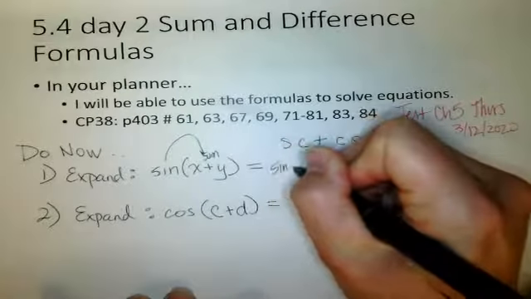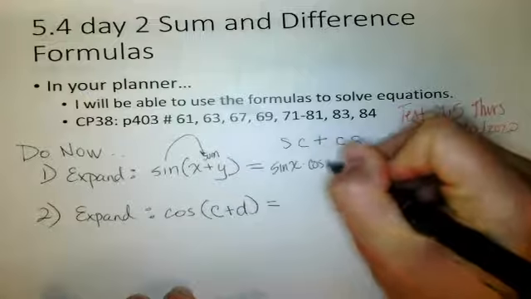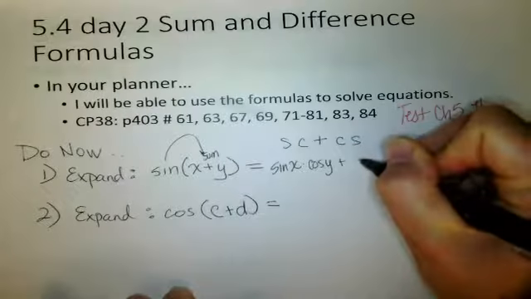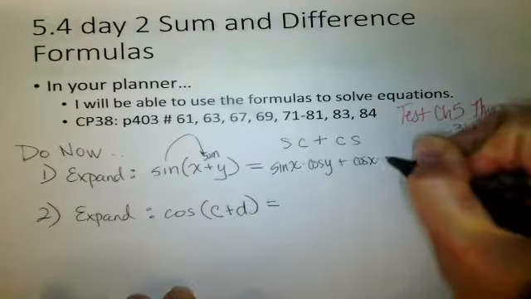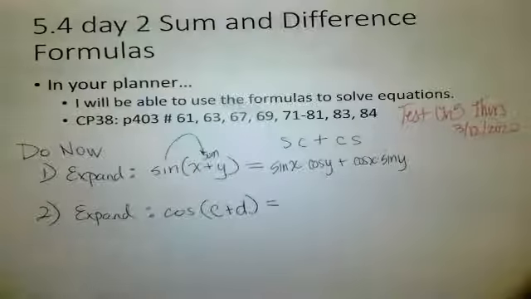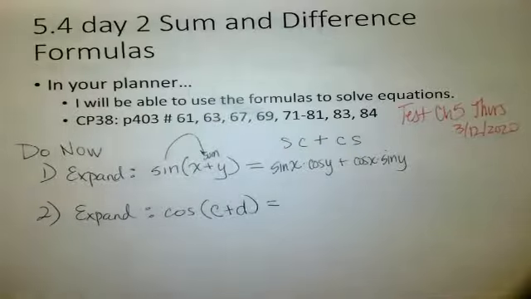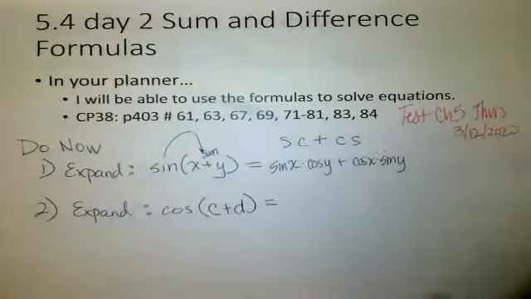Sine of x times cosine of y plus cosine of x times sine of y. All right. I just want you to get used to the fact that they could be really any angle measure, x and y, c and d, whatever letters we want. If we're adding two things together, it still goes in that pattern.